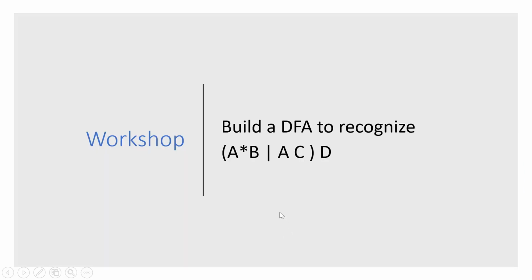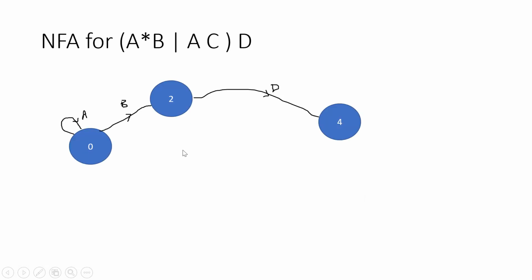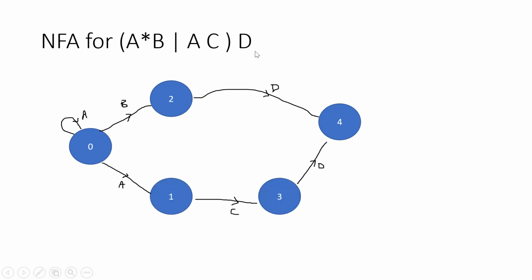So let's go ahead and do another example. We want to build a DFA to recognize this regular expression. This one says either you take A star BD or ACD. So let's try to build an NFA for this. We'll define some states. These states are defined for A star BD, and 4 becomes an accepting state. And then we will do another one to recognize this. That's going to be ACD.